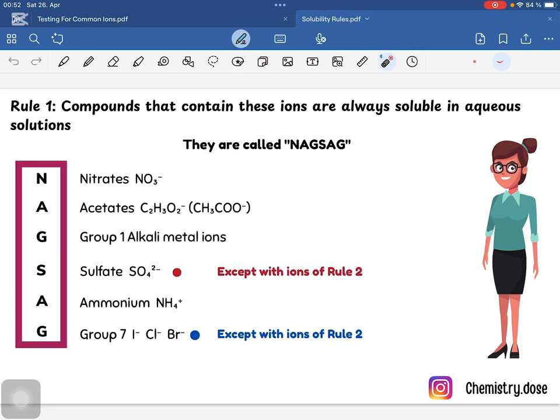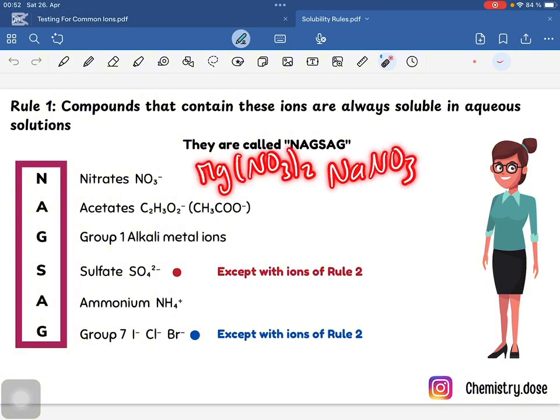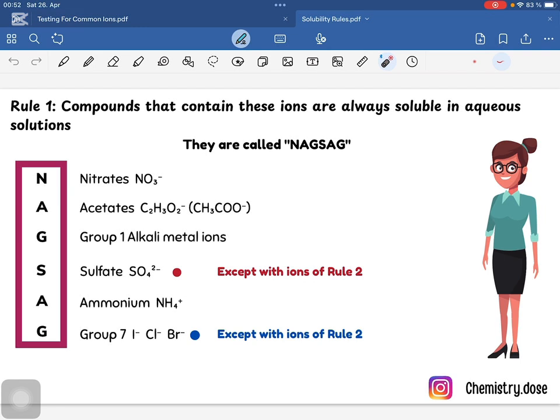Any compound that contains the nitrate ion is going to be soluble. For example, Mg(NO3)2, or let's say NaNO3. This is definitely going to be soluble. Anything with CH3COO minus is going to be soluble. Let's say, for example, I have sodium acetate, then this is definitely going to be soluble.